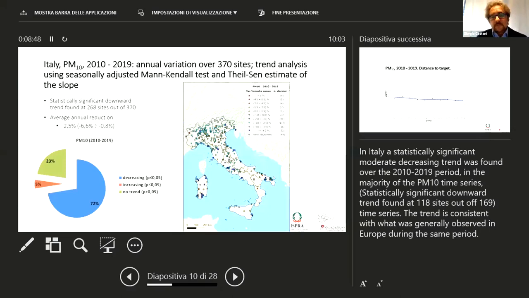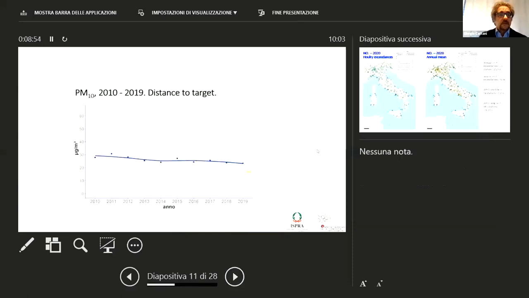However, we are still far from the objective, as you can see in this distance to target plot, where we have for each year the distribution of annual mean concentration of PM10, and you can see from the blue line that the trend is a decreasing trend of the concentration. However, we are still far from the World Health Organization air quality guidelines, which is this line.